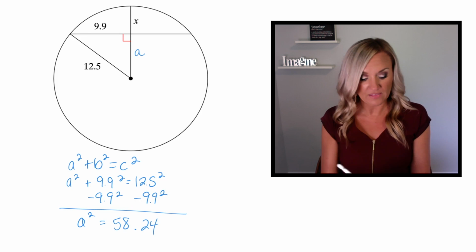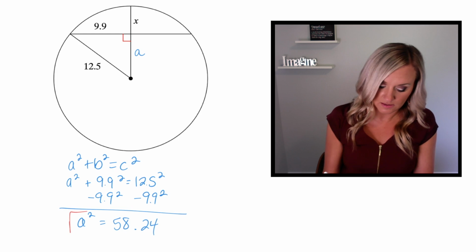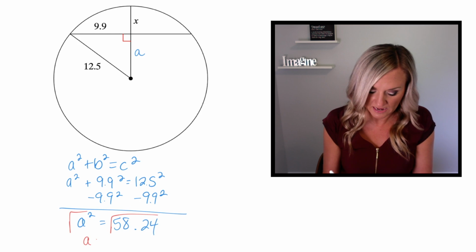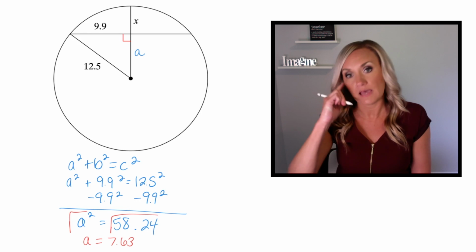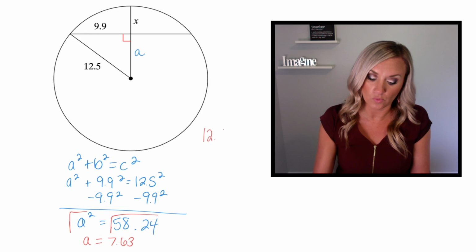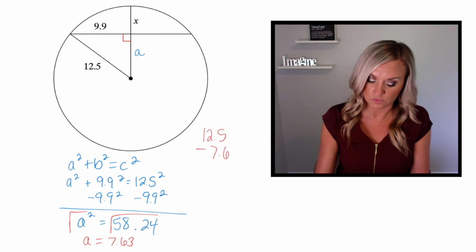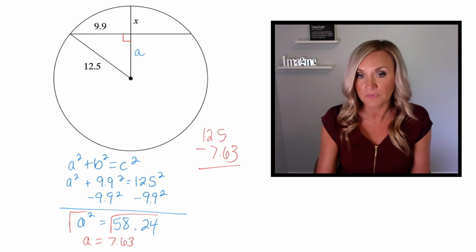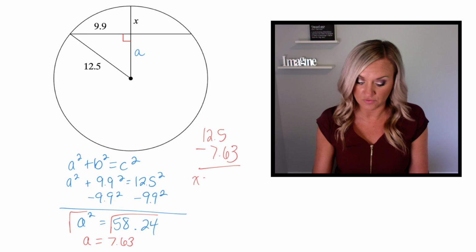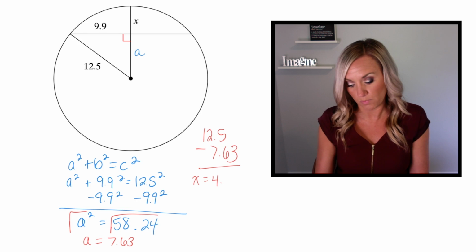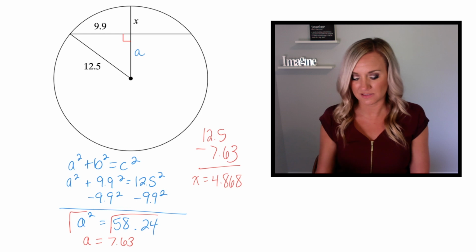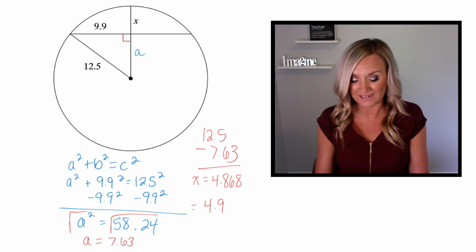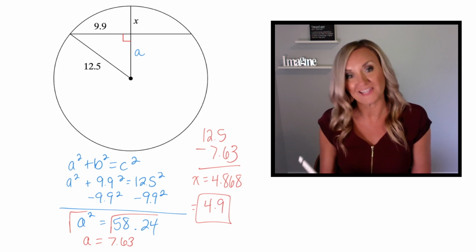and that gives me 58.24. Then let's take the square root of that, and we have A is 7.63. Then we can take our whole radius of 12.5 and subtract the 7.63, and that gives us our final answer of x equals 4.868. You could say 4.9 for our answer.